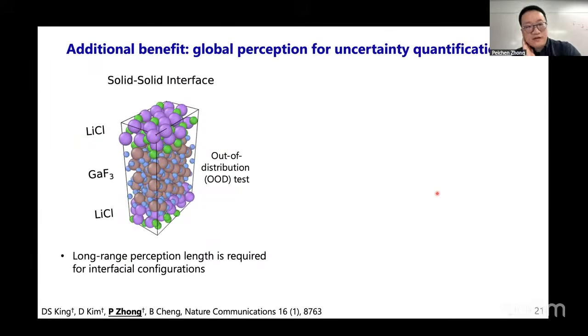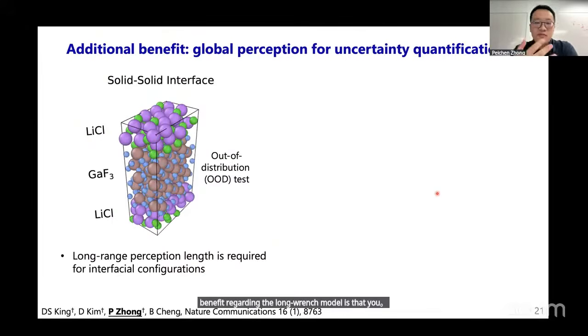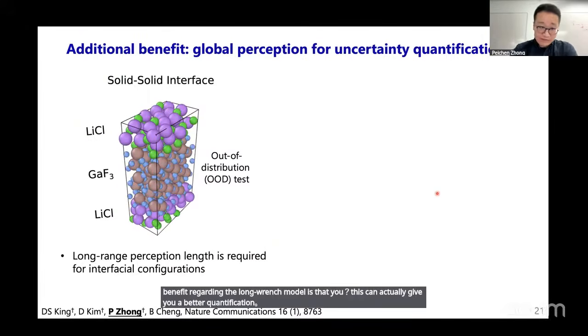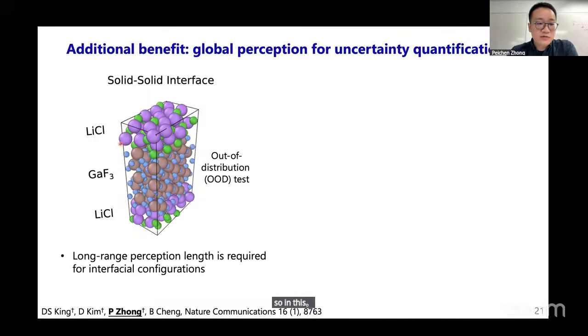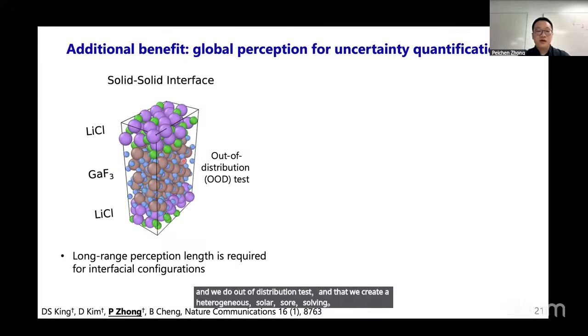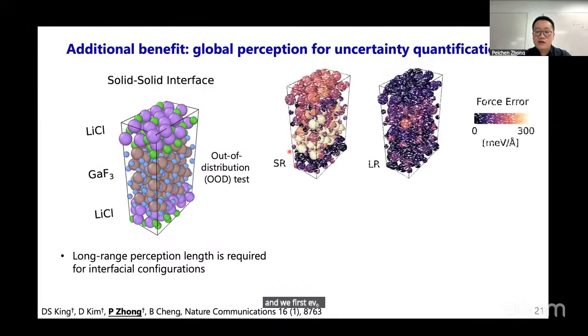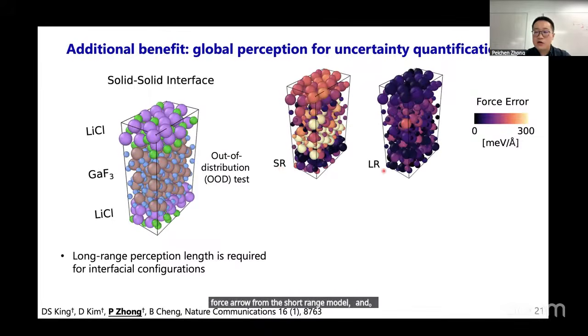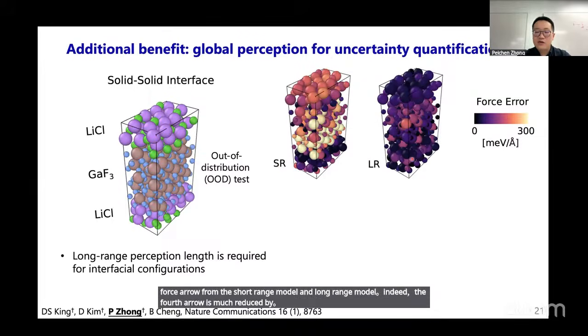Another benefit of the long-range model is that it can give you a better quantification of the uncertainties. So in this test, we train a model on simple ionic crystal structures, and we do an out of distribution test where we create a heterogeneous solid-solid interface, and we first evaluate the force error from the short range model and the long range model. Indeed, the force error is much reduced by having the long range interactions.